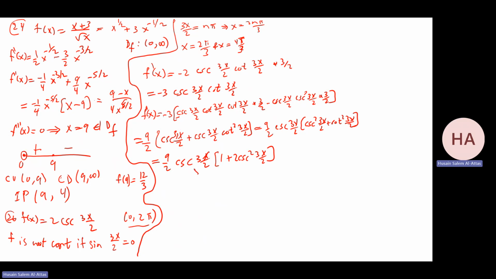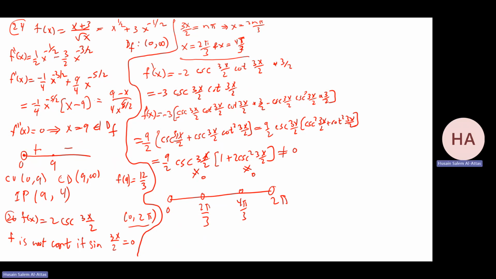Which is impossible to be 0. Impossible to be 0. Okay. So this is impossible to be 0. So I need to do my calculation or my checkpoints only at the points of discontinuity, which are 2 pi over 3 and 4 pi over 3. Okay.